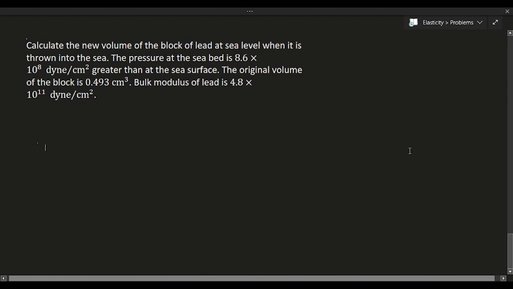So the lead block is kept at the bottom of the sea, and the pressure at the seabed is 8.6 into 10 raised to 8 dyne per centimeter square greater than at the sea surface. So because of this higher pressure, the volume of the lead block will decrease, and we have to calculate this decrease in the volume or the new volume of the lead block. So we first write down the data.